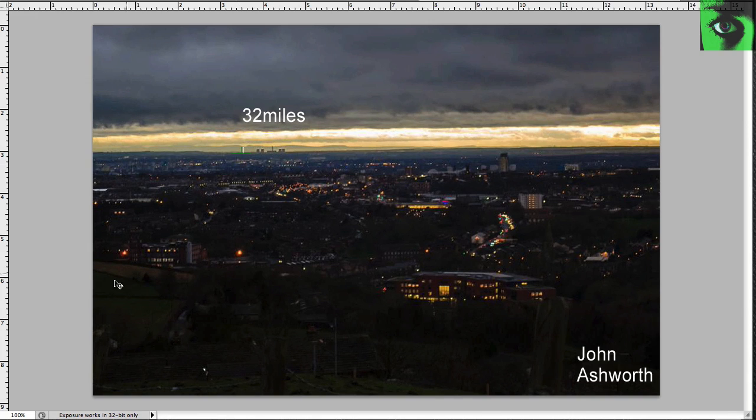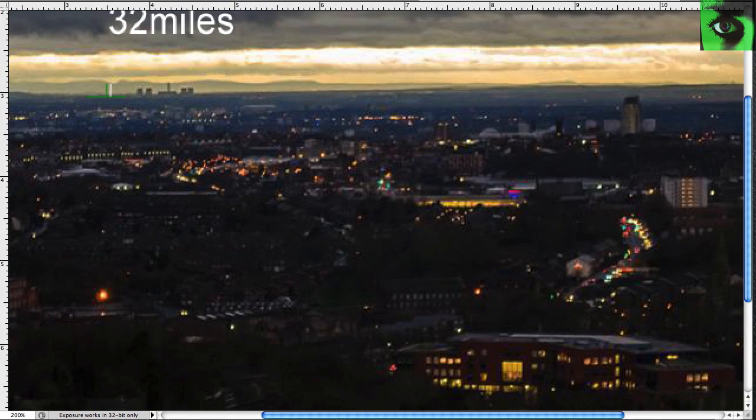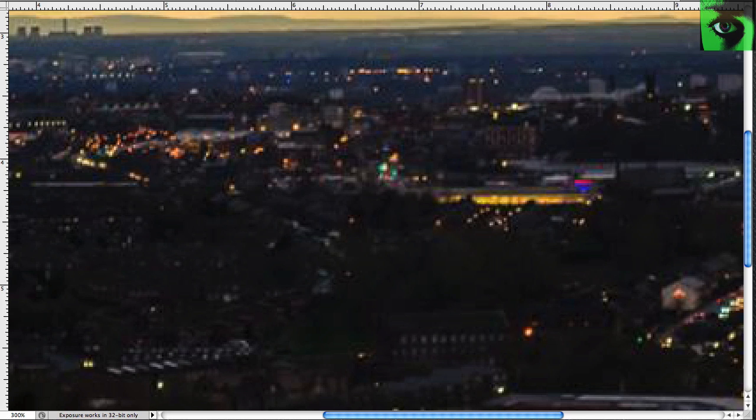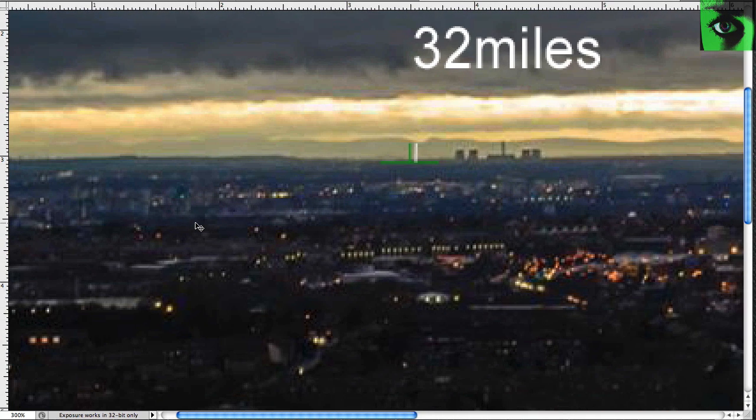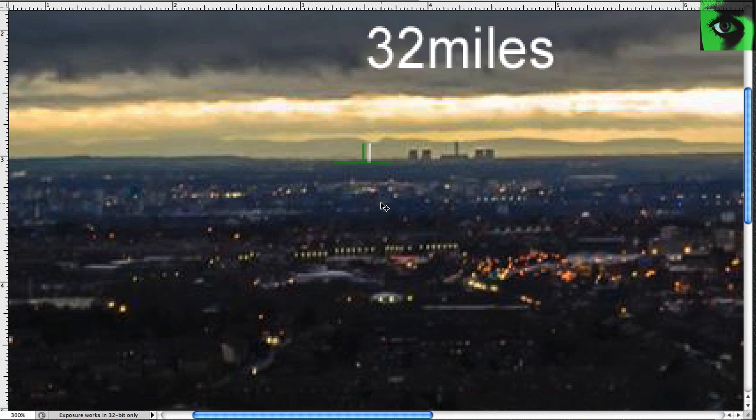Now, if I zoom in, right, so if we get really close on an object, we might be able to notice that. We might. And I'll even show you how.